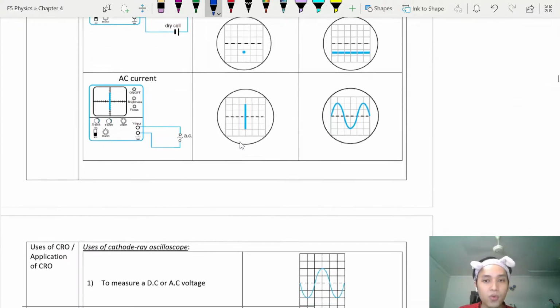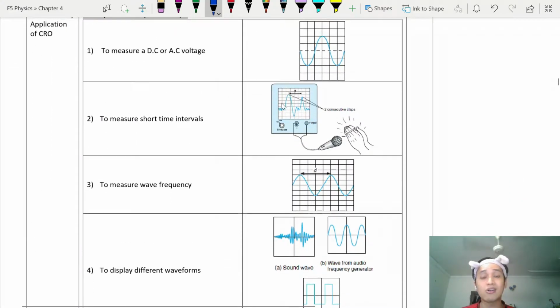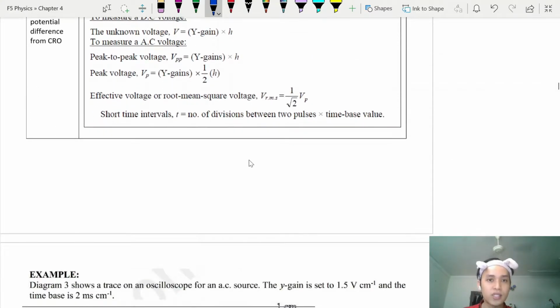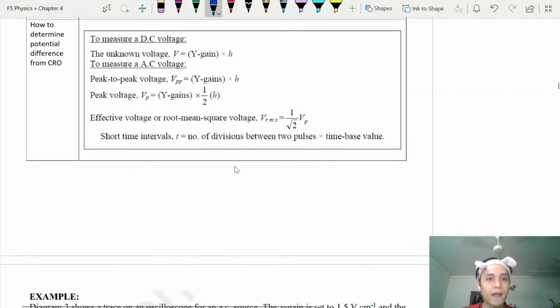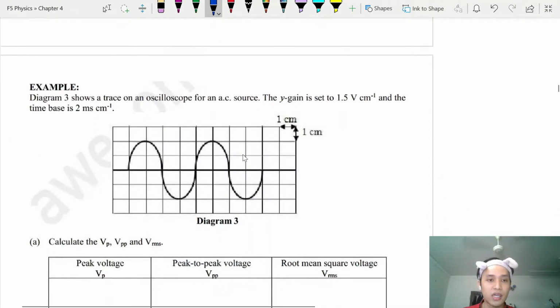There are a lot of uses. Normally the CRO is used for us to identify the voltage. We are going to teach you how to calculate the voltage based on the CRO graph. It can also measure short time intervals and wave frequency. Let's just go straight into the main point: how to determine the voltage based on the CRO.